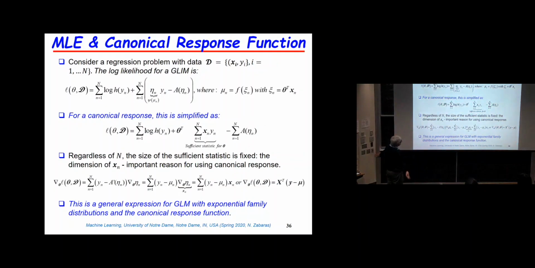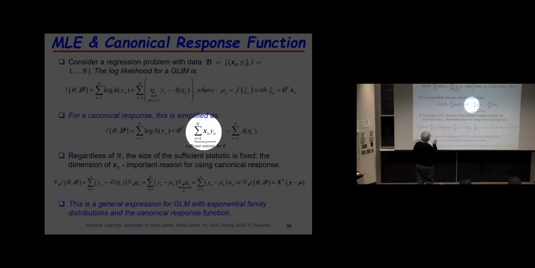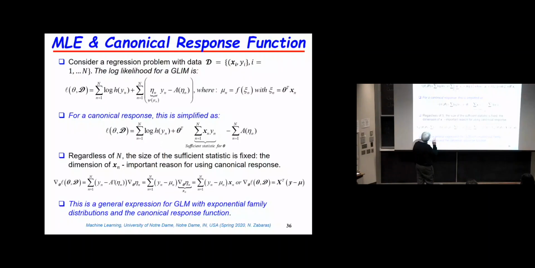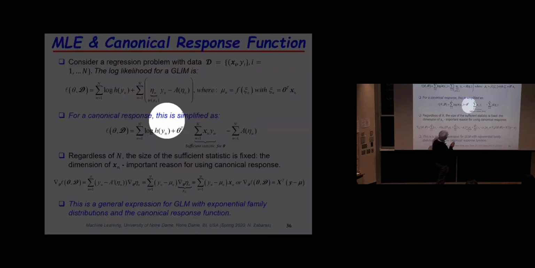I am ready to do maximum likelihood estimation. I'm going to take derivatives with respect to theta of every term. This term does nothing; there's no theta. What's the derivative of this term with respect to theta?